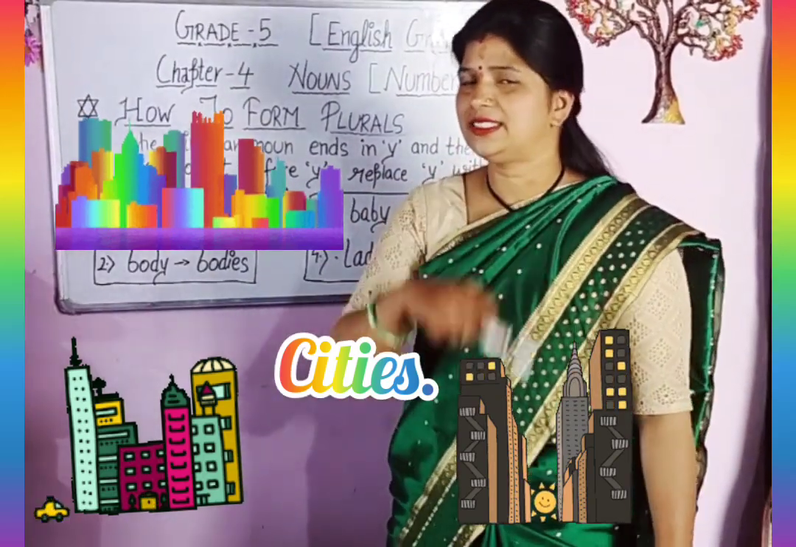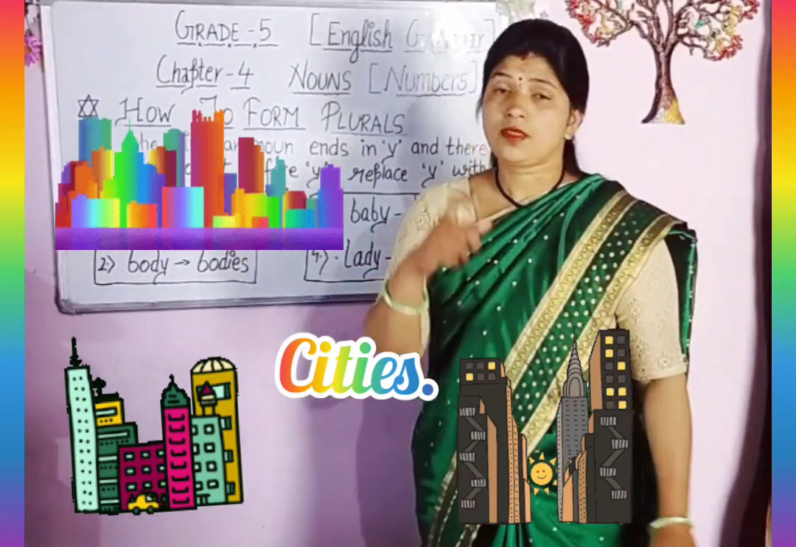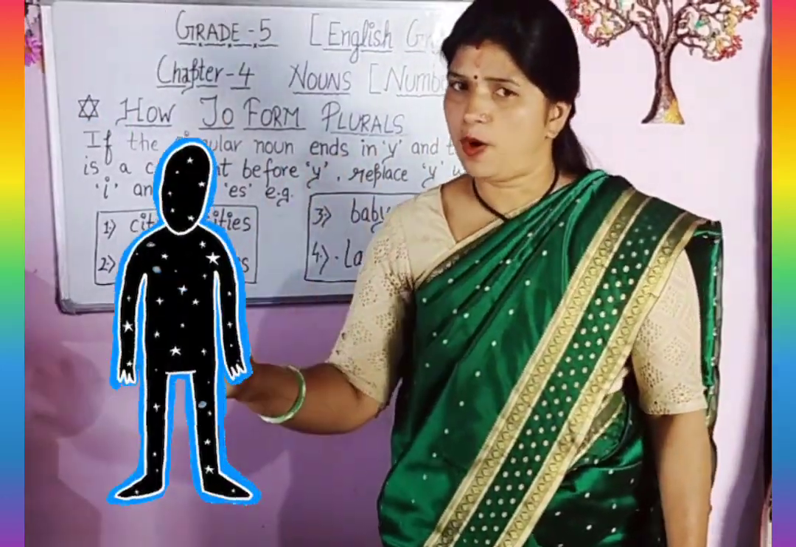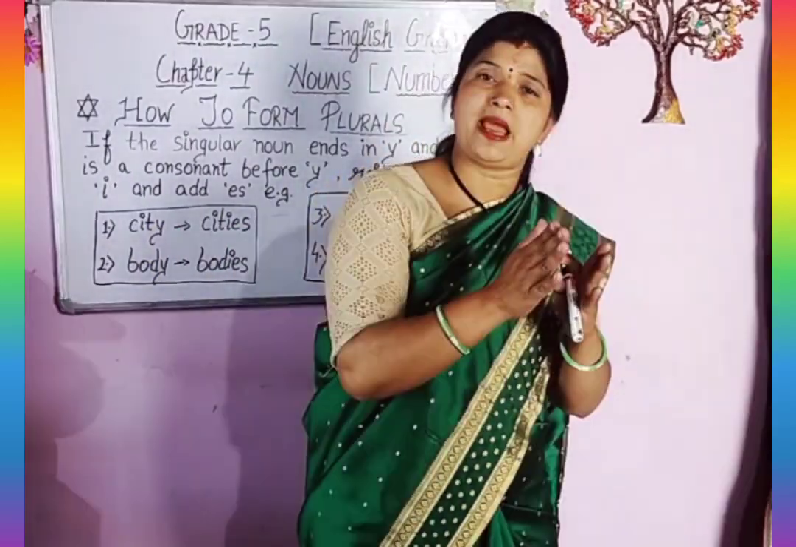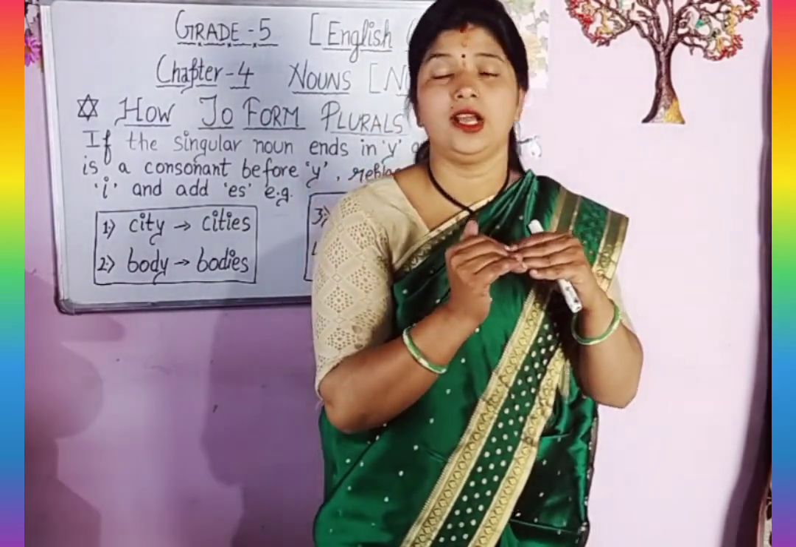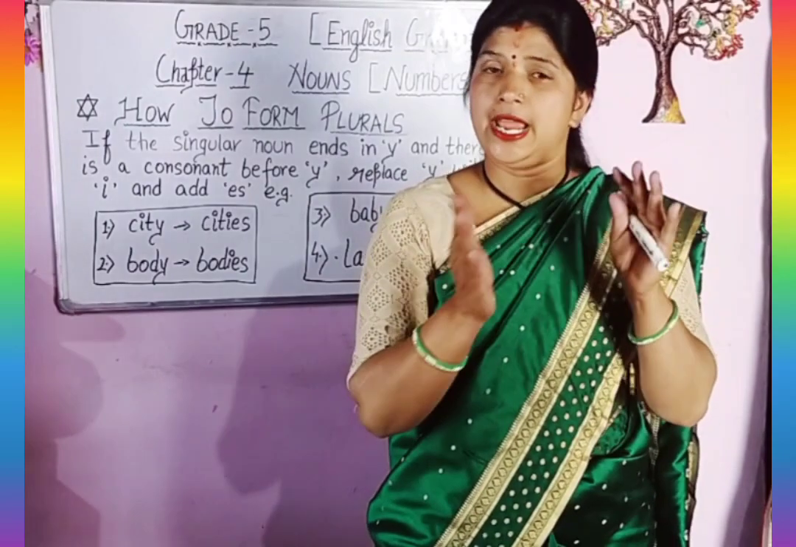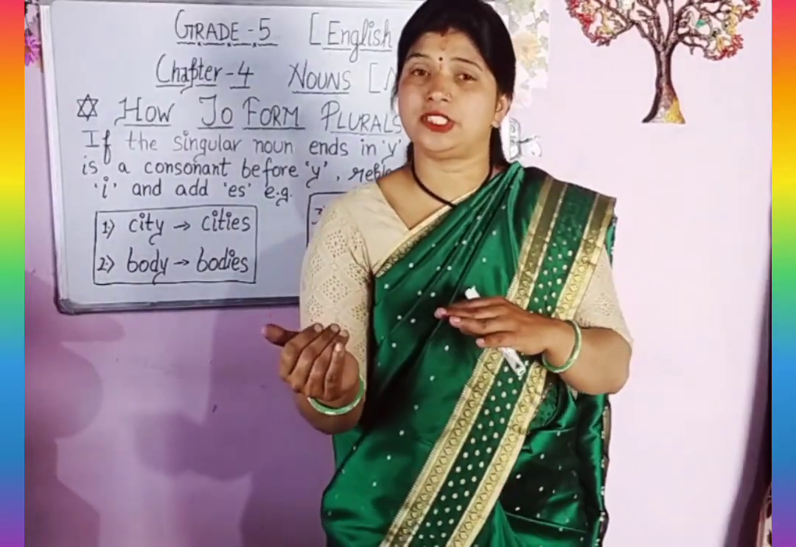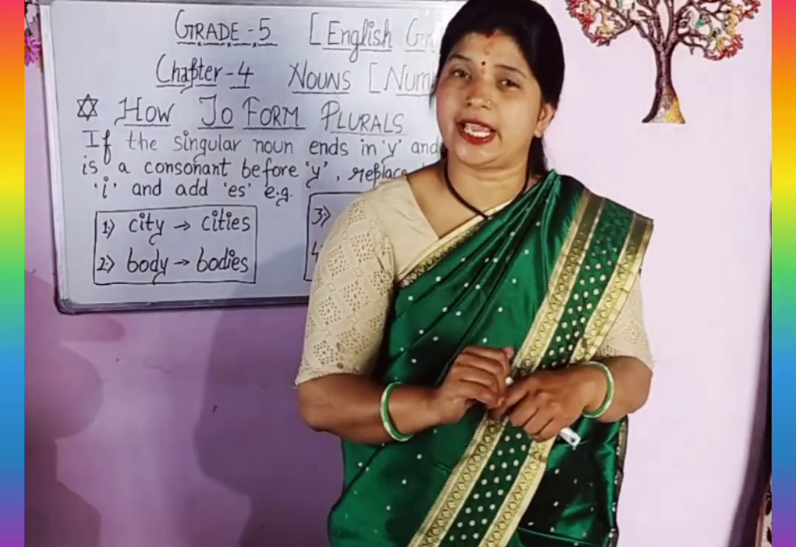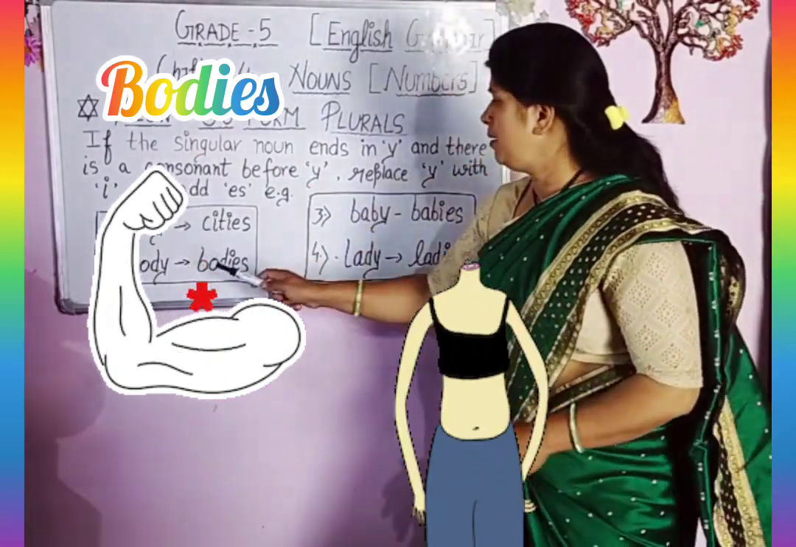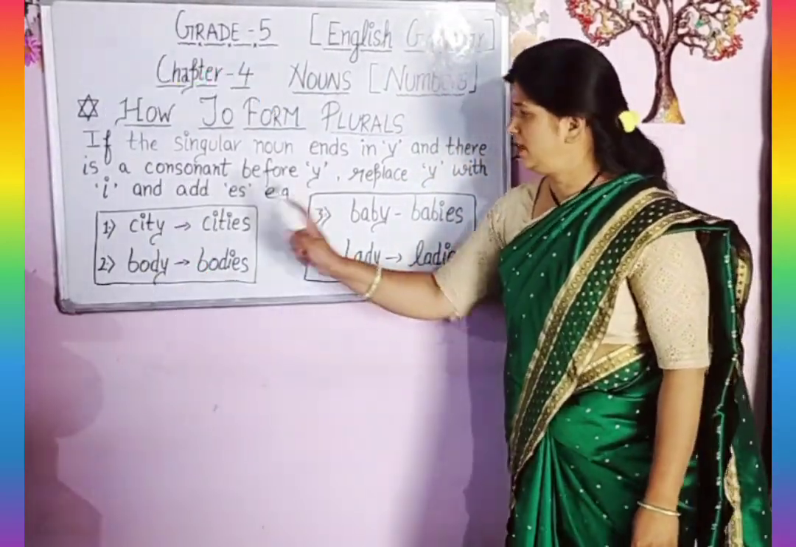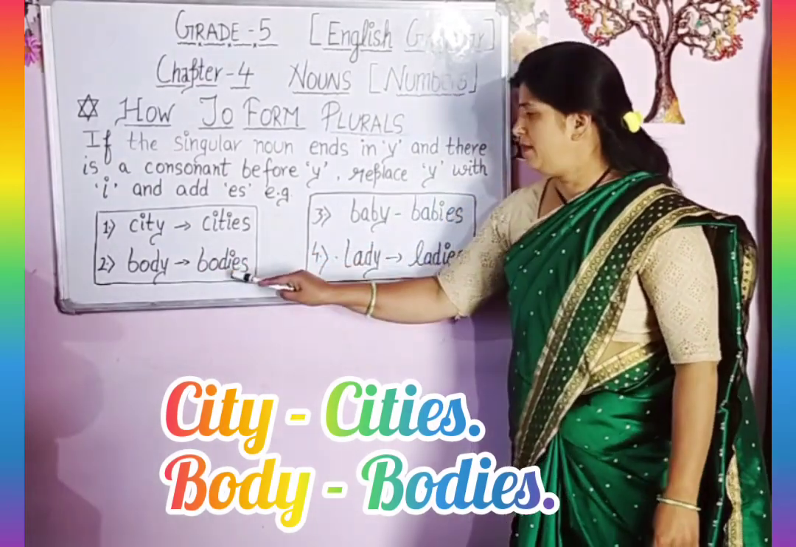Now let's understand the second one, body. The term body, B-O-D-Y, body. Here also you are seeing that at the last Y is coming. और Y से पहले क्या आ रहा है? D. B-O-D-Y, body में D आ रहा है. So again it is a consonant. So what will we do? We will change Y to I, and we will add ES to it. So it will become B-O-D-I-E-S, bodies. City, cities. Body, bodies.